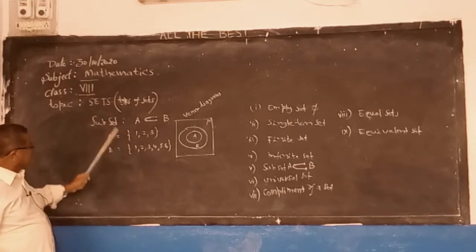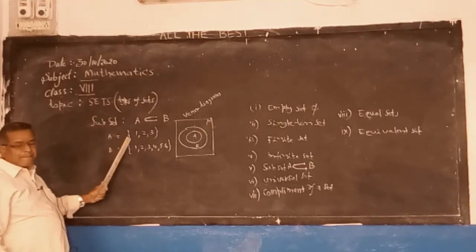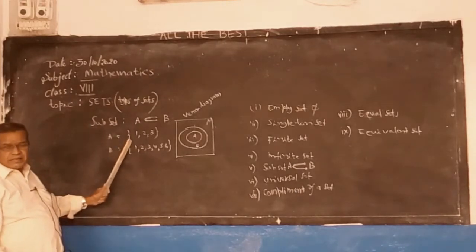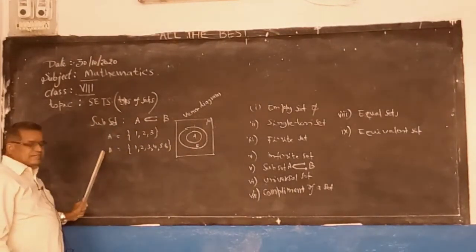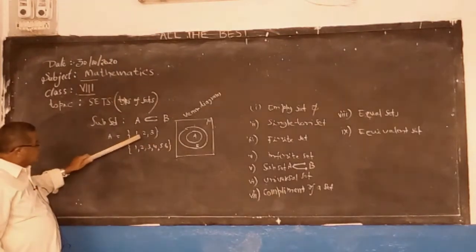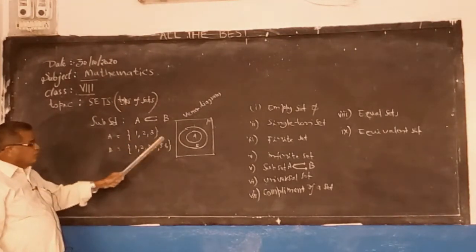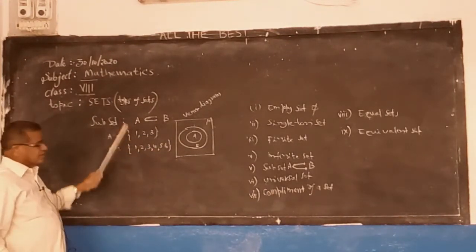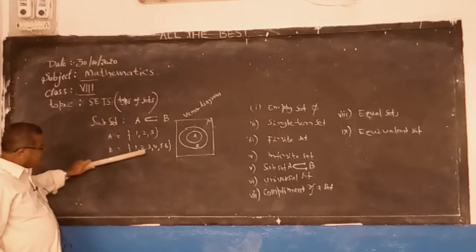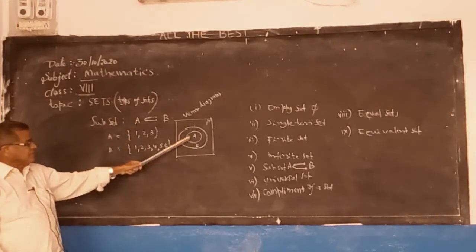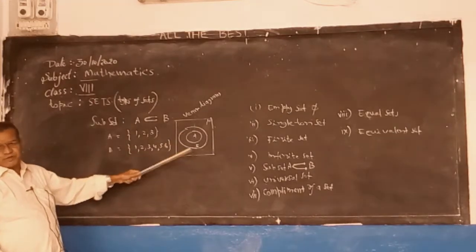Subset means the elements of set A are also in set B. 1, 2, 3 and 1, 2, 3, 4, 5, 6. So they are there. So set A is in B. Set A is the small one, set B the big one. You think like that.